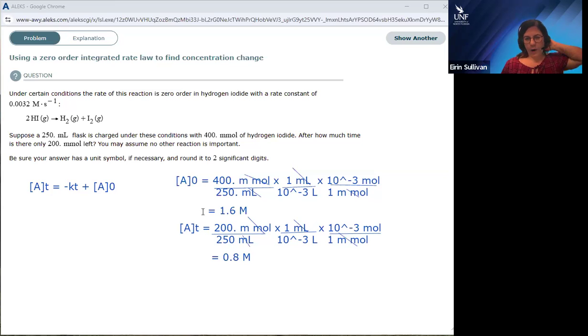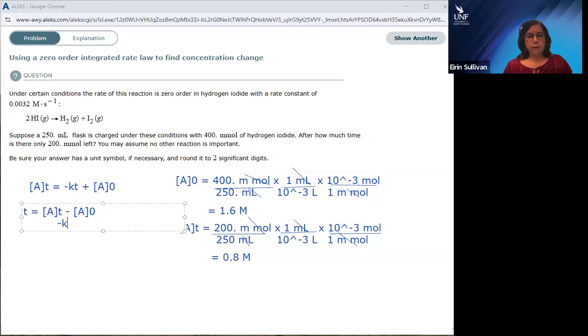So we've got our A0, we've got our At, and our rate constant k is provided to us in the question, so we're going to rearrange and make t the subject of the equation. Be careful with minus signs, etc. So final concentration of A minus the initial concentration of A, whatever it is, over minus k. Don't forget the minus k.